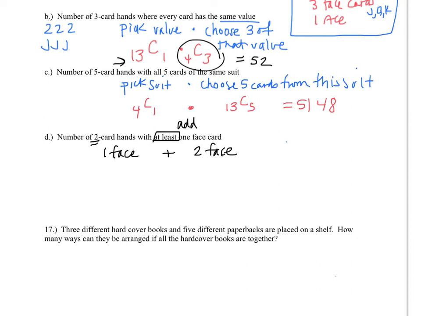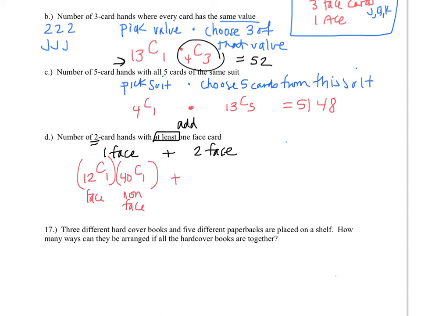Alright, so if I have 1 face card, then that means I have 1 non-face card. And since there are 3 face cards per suit, and there are 4 suits, that means that there are a total of 12 face cards. So out of those 12, I'm going to choose 1, and then I have to choose a non-face card. Again, if there are 52 cards in my deck and 12 have faces, then that means 40 do not. So this would be 1 face and 1 non-face.